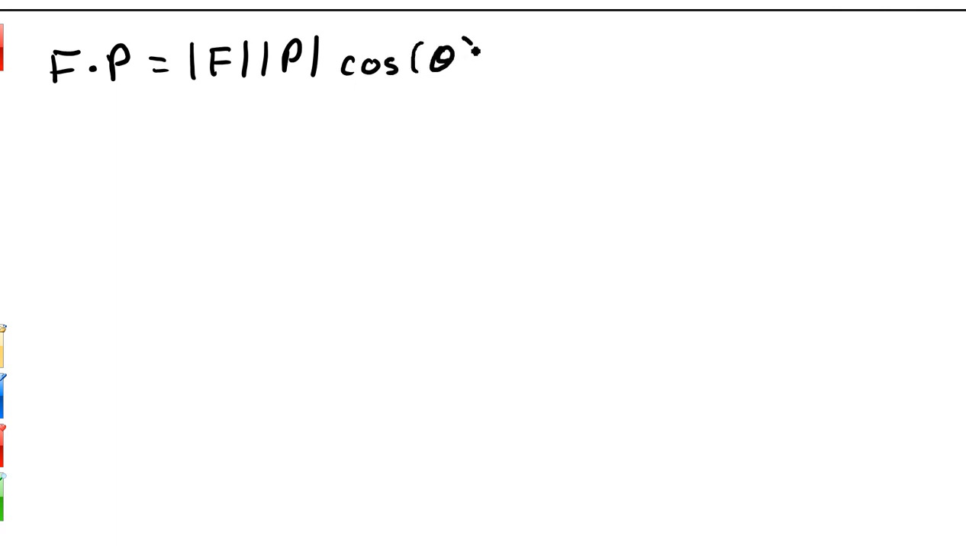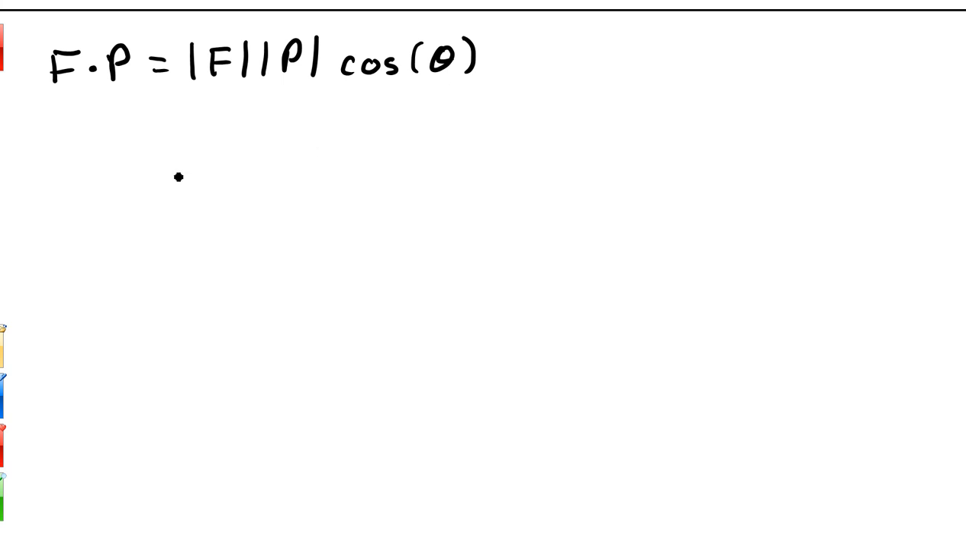So for part B, you're trying to find the angle in between F and P. Let's go ahead and start by writing out the dot product for F and P. You're given F dotted with P is equal to the magnitude of F times the magnitude of P times the cosine of the angle between them. And you're trying to figure out what this angle is.